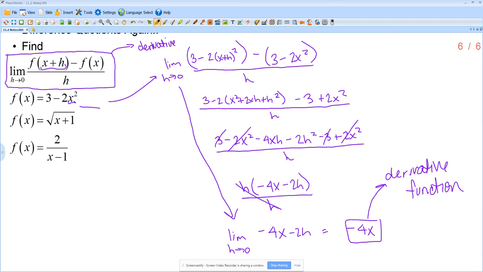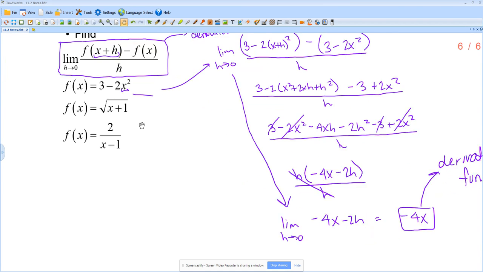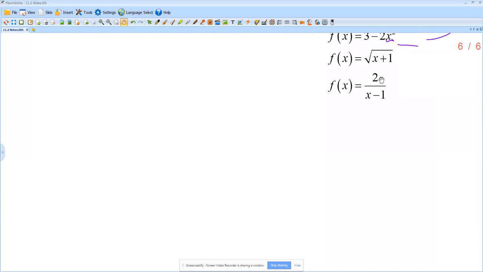So we just found the derivative of 3 minus 2x squared. Now, if you're still thinking, "Whoa, Mr. Dybus, what is a derivative?" Hold on, we'll talk about that in section 11.3. I'll give you an actual definition of it and everything like that. But for now, just know that that's what you just found. How cool.